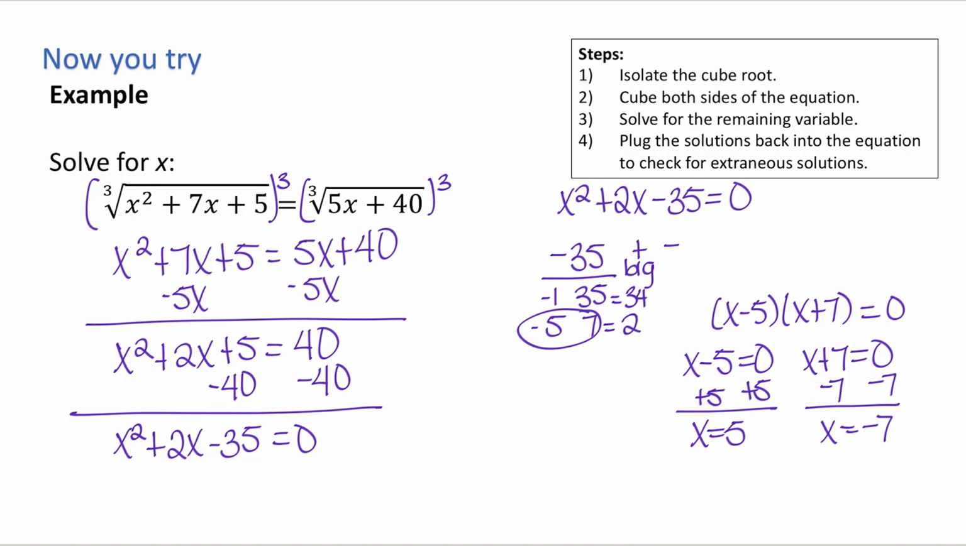So we need two factors of negative 35 that add up to 2. Since 2 is positive, I'm going to list out the factors of 35 and make the bigger factor positive. When I do that, the correct combination that I get is negative 5 and 7. So I have x minus 5 times x plus 7 equals 0. When I solve this factored equation, I now get x equals 5 and x equals negative 7.